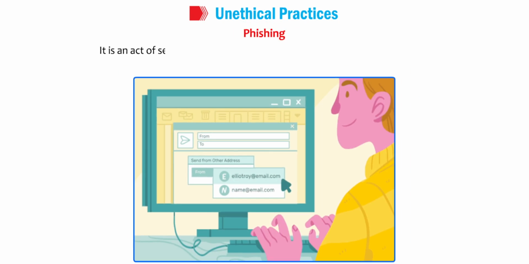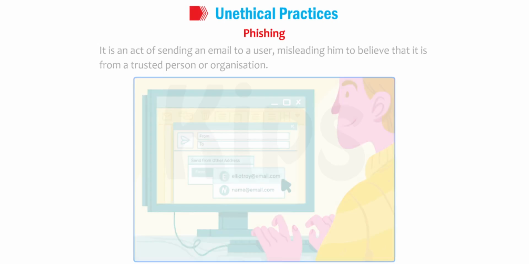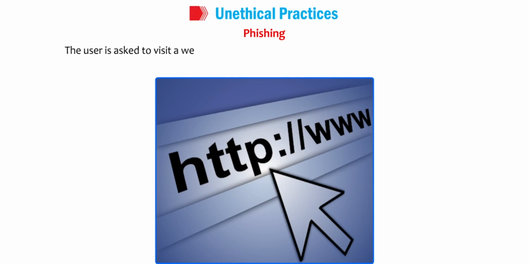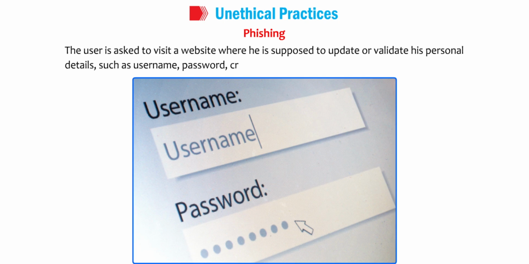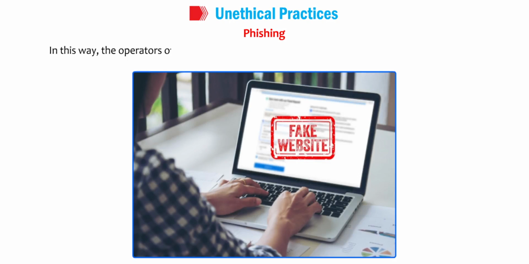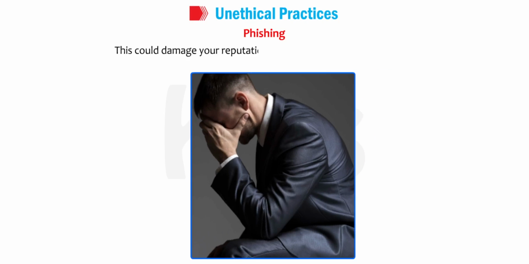parents. Phishing. It is an act of sending an email to a user, misleading him to believe that it is from a trusted person or organization. The user is asked to visit a website where he is supposed to update or validate his personal details, such as username, password, credit card details, etc. In this way, the operators of the fake website steal your identity and commit crimes in your name. This could damage your reputation and cause heavy financial losses.